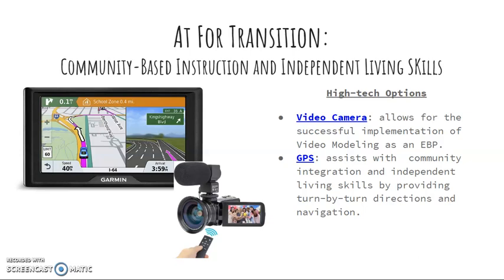GPS is also a wonderful tool for our individuals with autism. It will assist with community integration and independent living skills by providing turn-by-turn directions and navigation. This can be helpful if the person is able to drive, but if not, can be put on a phone and used for bus schedules, walking maps, and other routes.